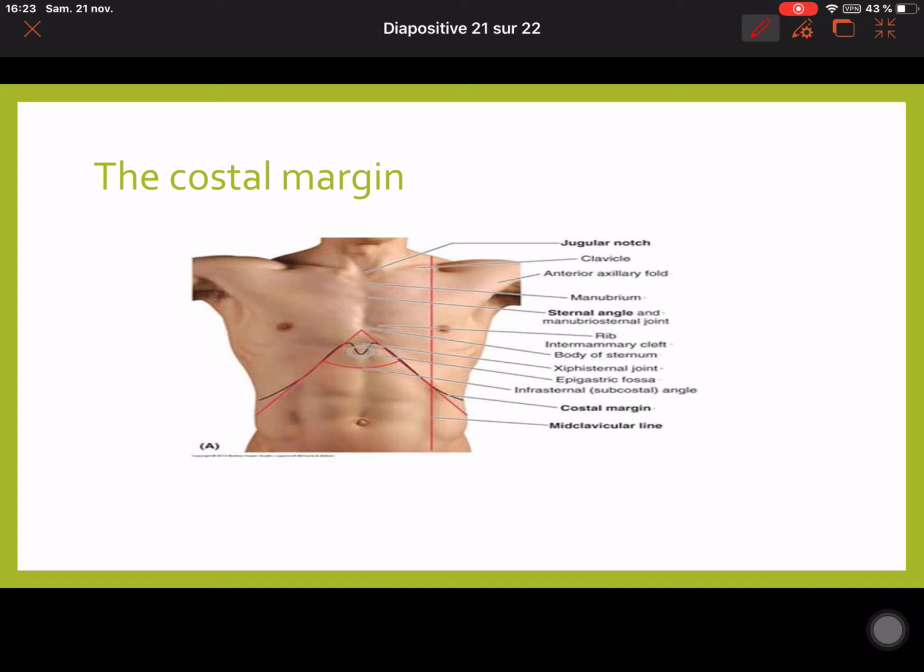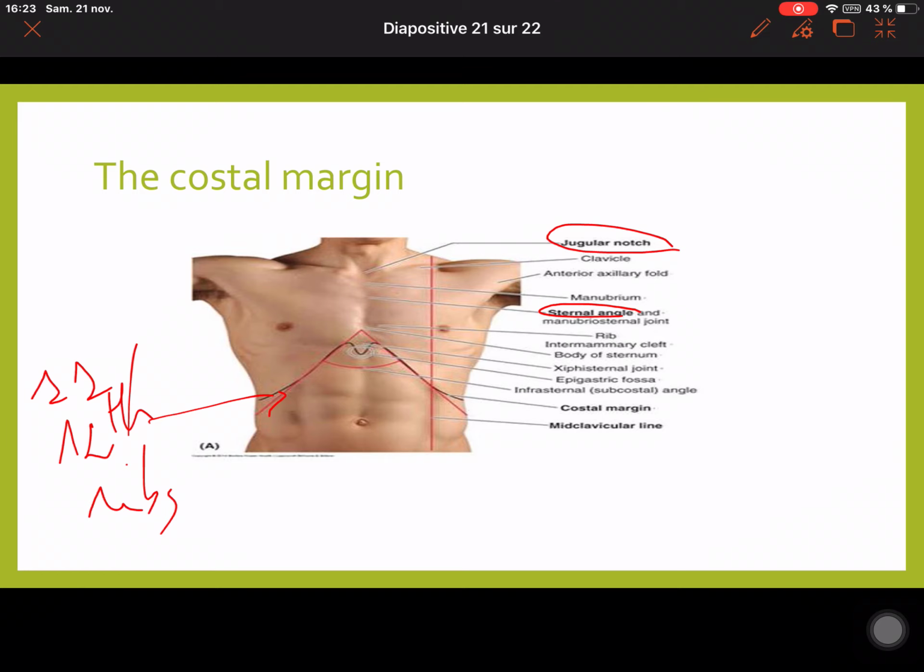Okay, let's discuss now the costal margin. This is the costal margin area, composed of the 11th and 12th ribs. The 11th and 12th ribs form this costal margin that we can palpate underneath our chests. Okay. Also, we have here the jugular notch that we can palpate. We have also the sternal angle, and lastly the costal margin.